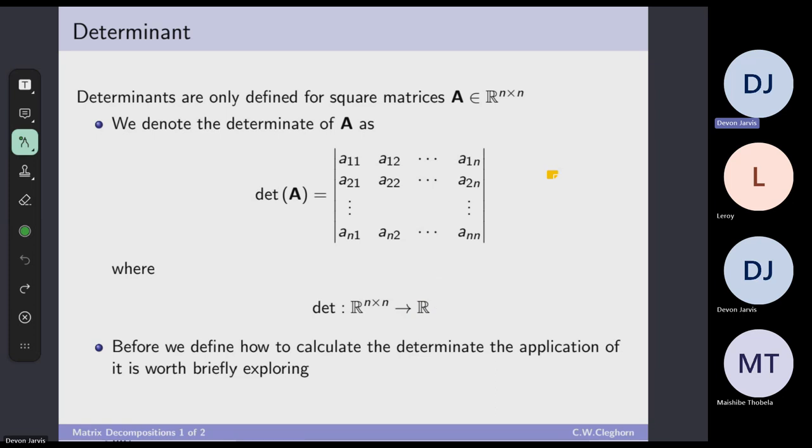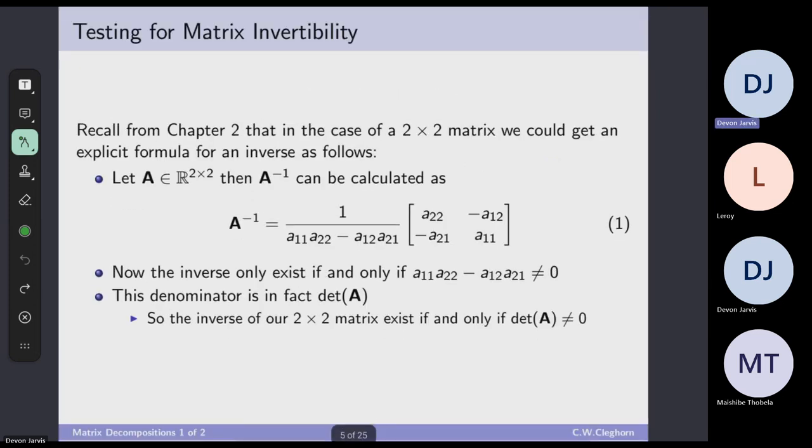And before we define how to calculate the determinant, its application is worth briefly exploring, to see what it intuitively means. If you recall in chapter two, in the 2x2 matrix case, you can get an explicit formula for the inverse. I didn't really touch on it there, but I'm going to go through it now. If you wanted to invert a matrix in the 2x2 case, there is a closed form solution for it. And you can derive this based on doing your Gaussian elimination that you've been doing for a while now.